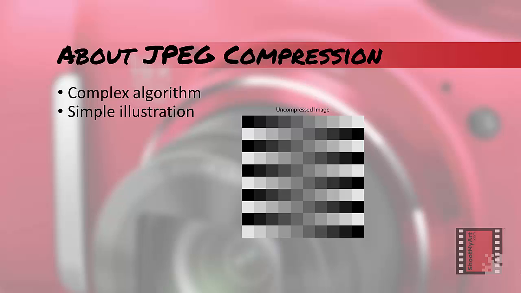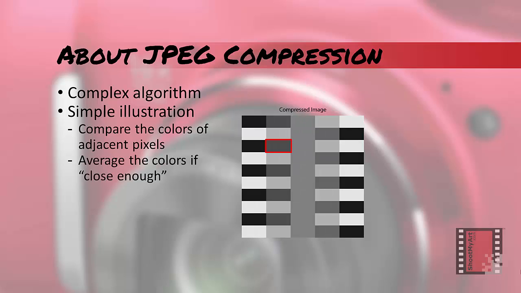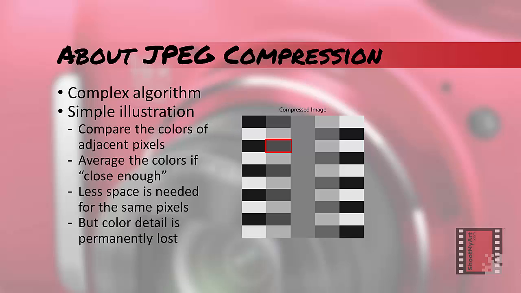As it processes the image, the camera compares the color values of adjacent pixels, these two for example. If the colors are close enough, they're averaged and stored as a single value for both pixels. Using the same color for a group of pixels requires less space to store the image. This yields a compressed file with a smaller size. The image still has the same number of pixels it had before compression, but you can see that some of the color detail is permanently lost.